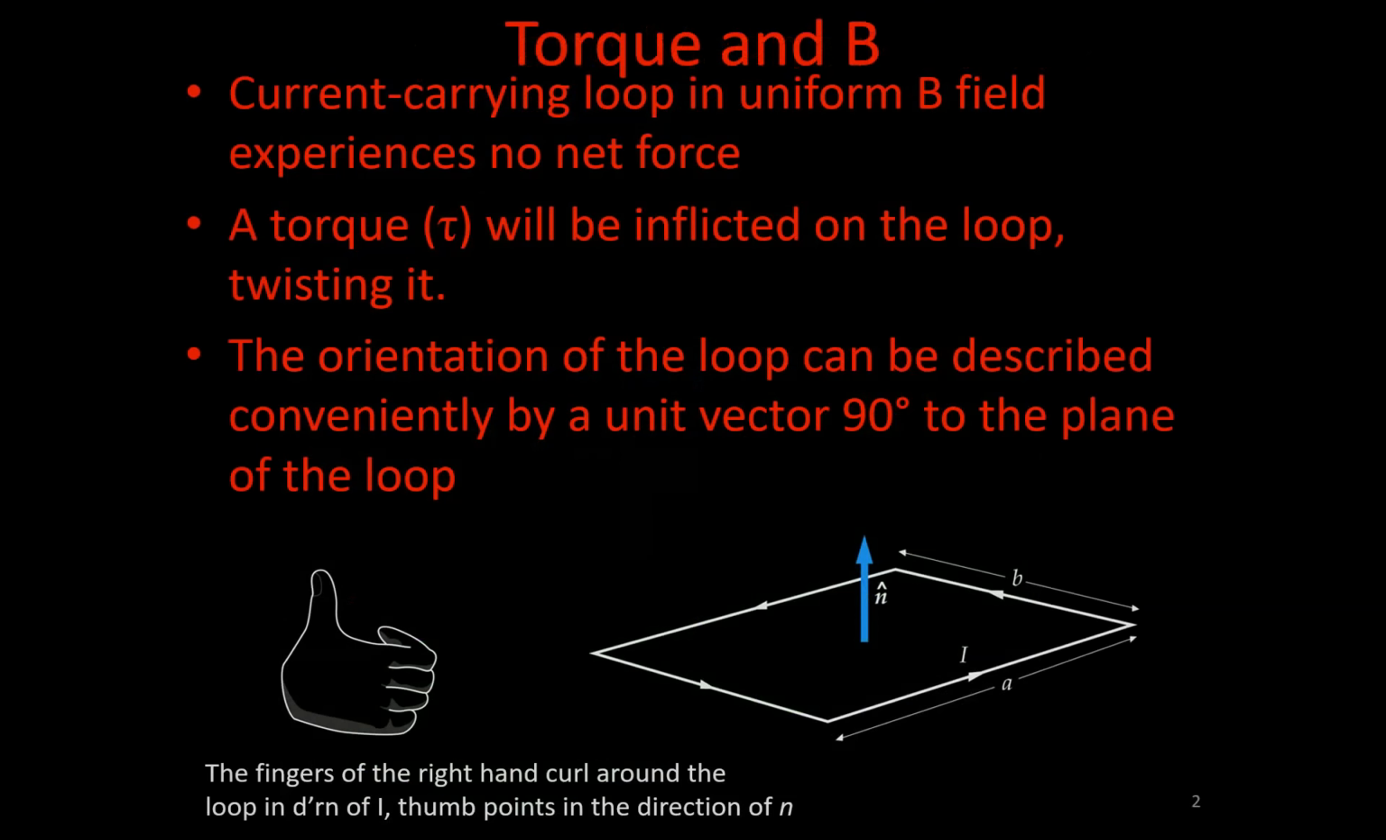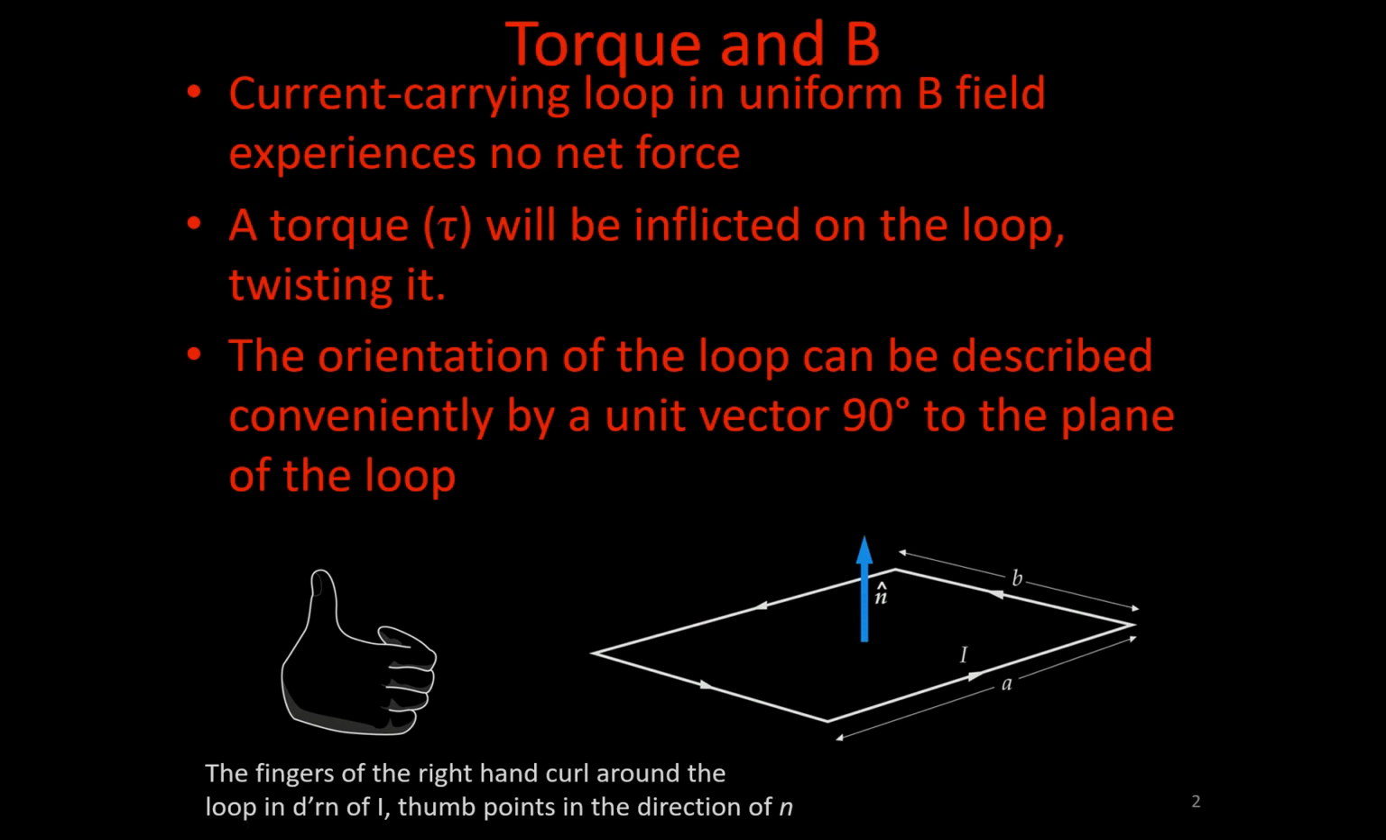So if we take a loop here, and this is a conducting loop of wire, and remember our loop does not have to necessarily be circular. A loop is any closed piece of material, and here our loop is square in nature. If we pass a current through it and then place it into a uniform magnetic field, the loop will be subject to a torque.